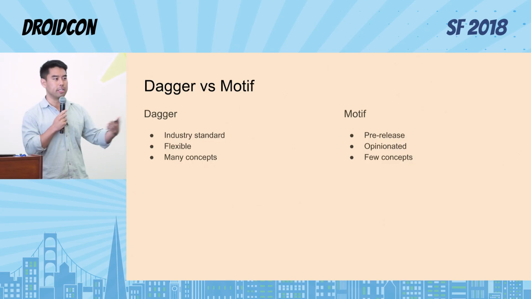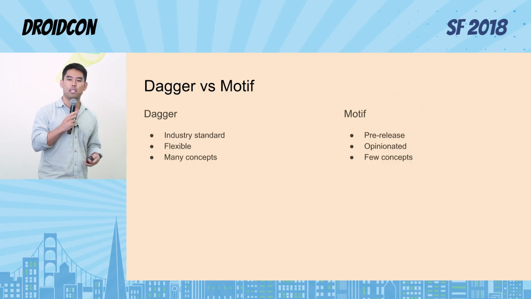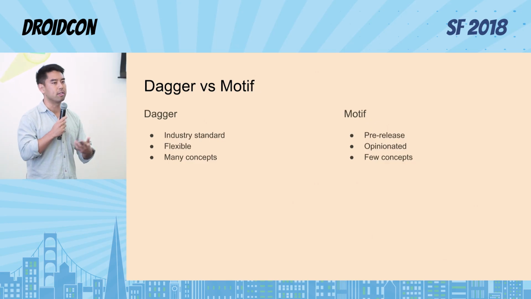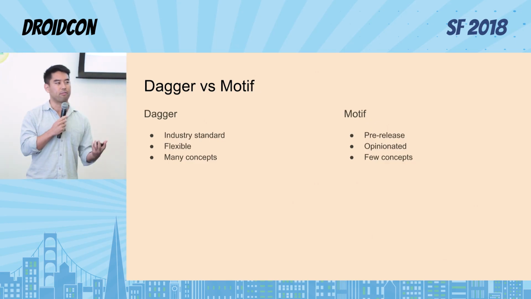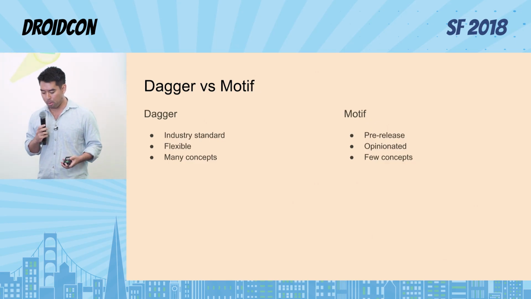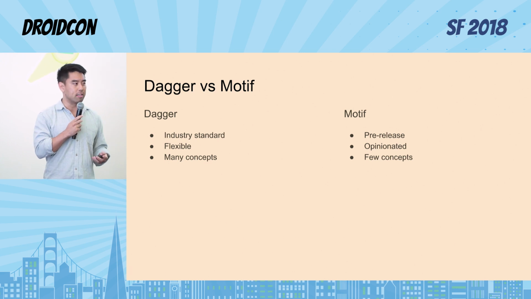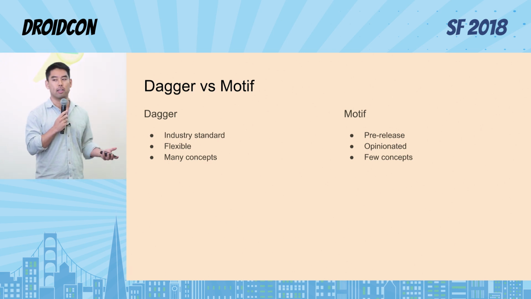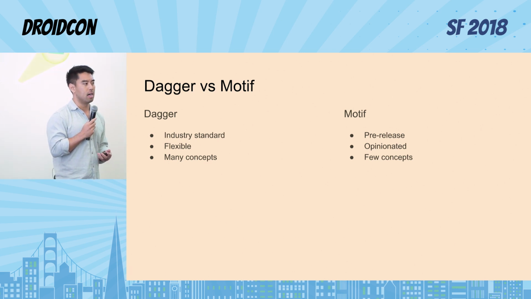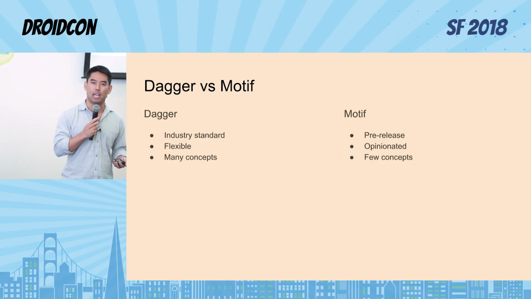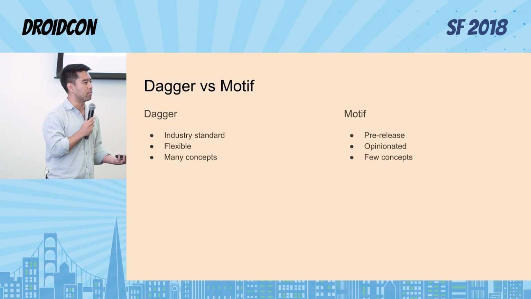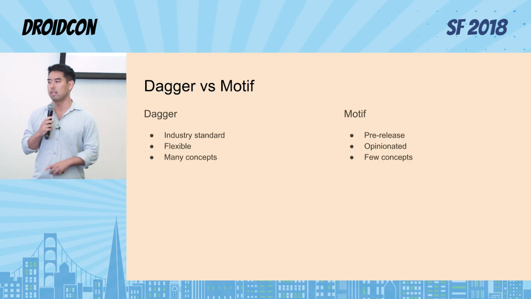Dagger, as we know, is the industry standard. It's been around for a while. It's been proven in production in many different types of applications. It's a robust framework that we all trust, right? And part of the reason why Dagger's gained this level of popularity is because of its flexibility. That is to say that Dagger can satisfy a lot of different types of applications, a lot of different structures of dependency injection graphs.